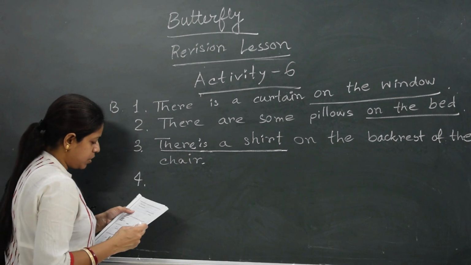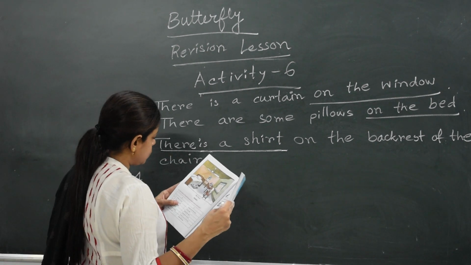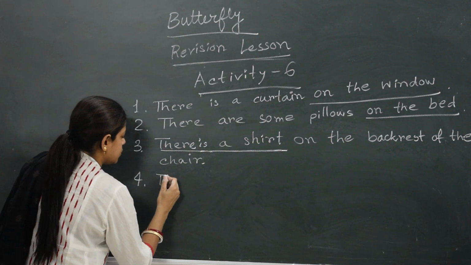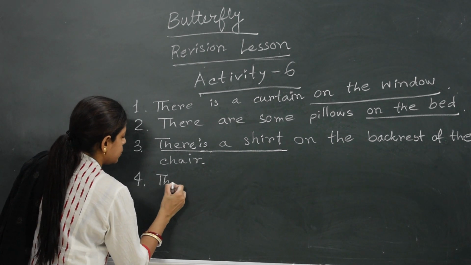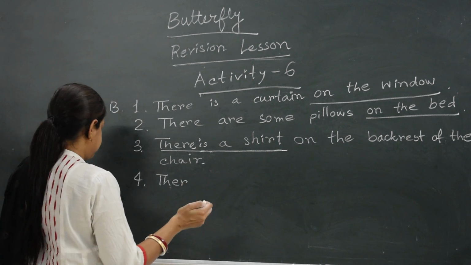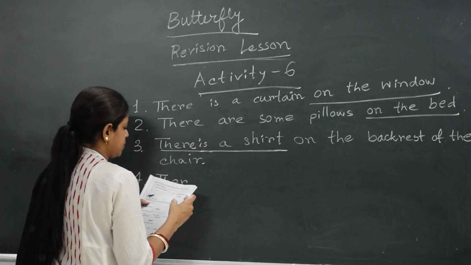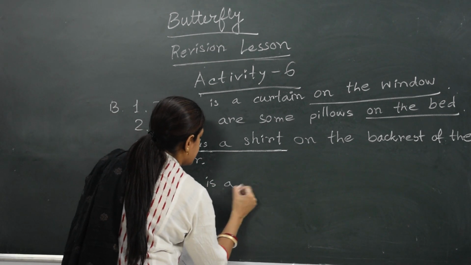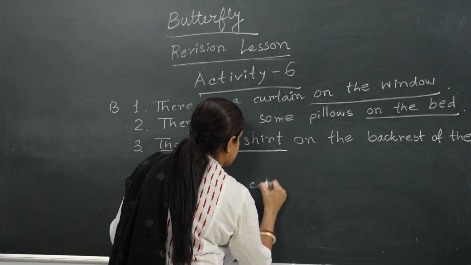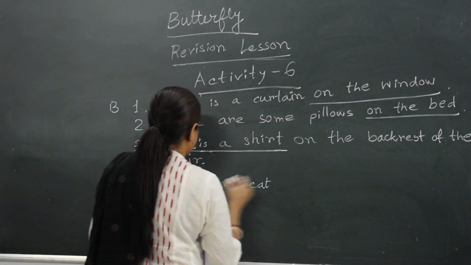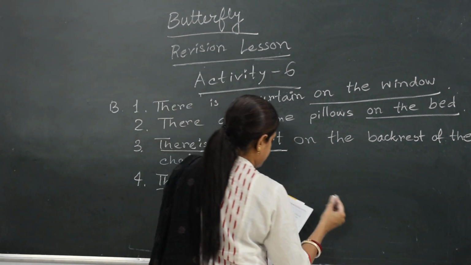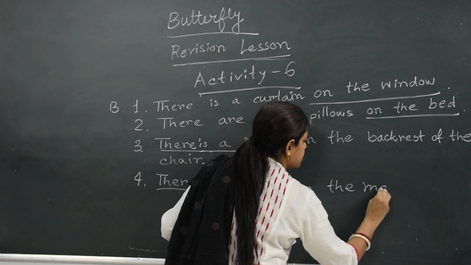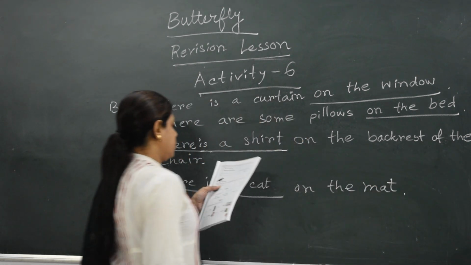Number four is dash on the mat. What is on the mat? The cat is on the mat. Or there is a cat on the mat. There is a cat on the mat. Okay.